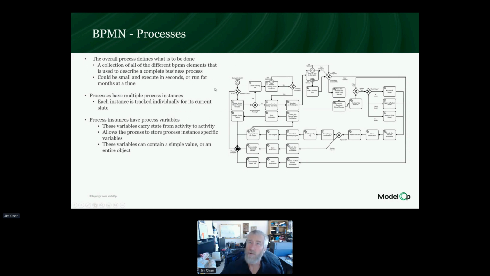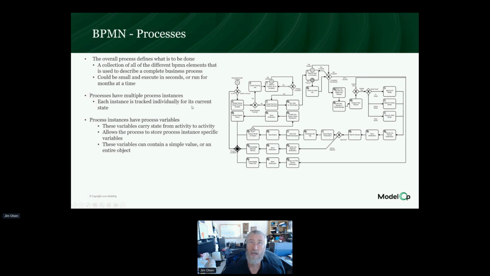So overall, we're going to be talking about processes a lot. The BPMN process definition is basically what will look like this. It's one kind of complete process from end to end, and you can have multiple different processes. And then within the process, when one starts in flight, so to speak, it becomes a process instance. So the process is the definition, and the process instance is the actual execution of that process.